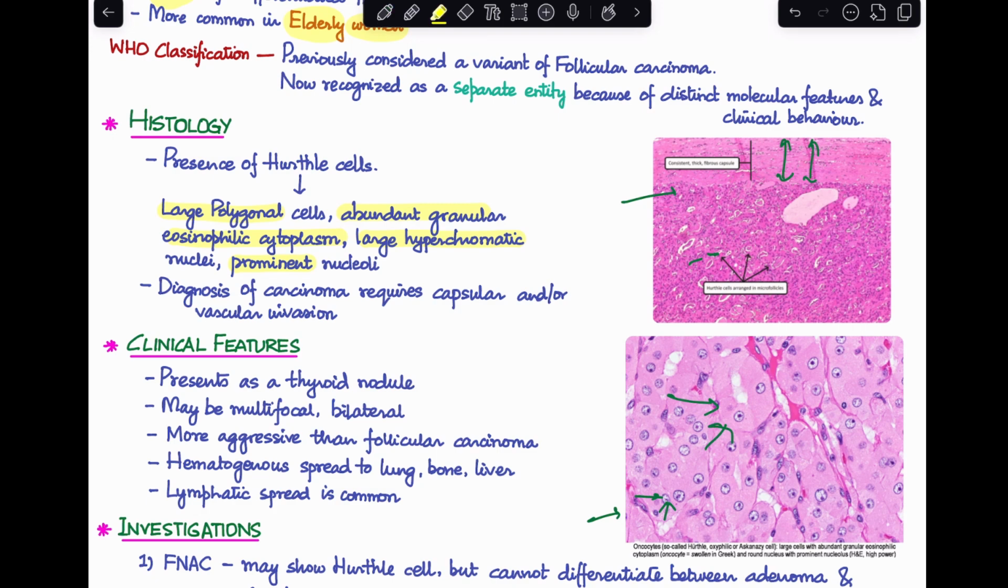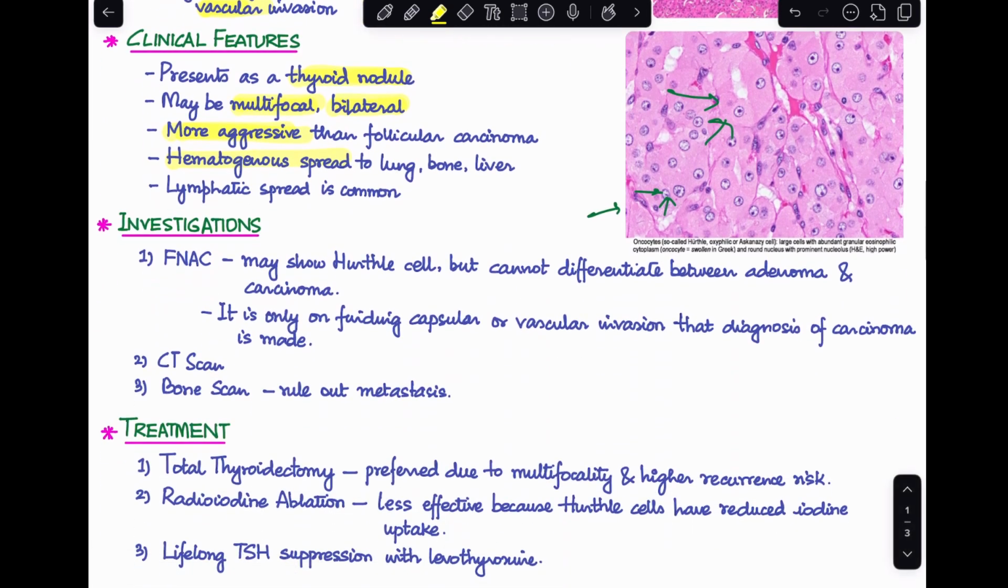When you come to a diagnosis of carcinoma, it is important to have a capsular or a vascular invasion in the histology. Clinically, when a patient of Hürthle cell carcinoma comes to you, they'll usually present with a thyroid nodule. This can be a multifocal one or even a bilateral case. Usually, Hürthle cell carcinoma is way more aggressive than follicular carcinoma. Hematogenous spread is very common to lung, bone, and liver. And lymphatic spread is also very common in Hürthle cell carcinoma compared to that of follicular carcinoma.